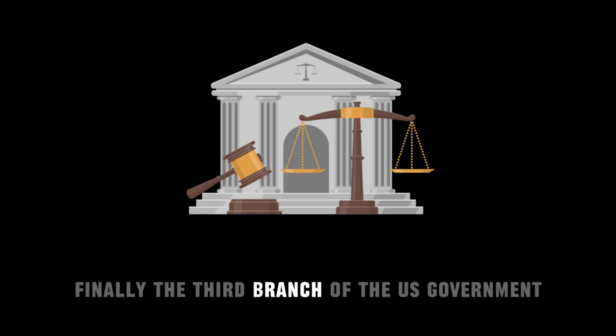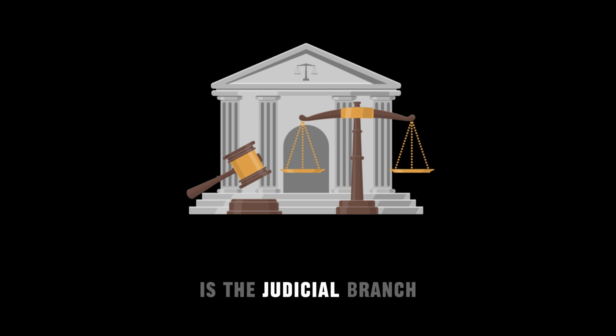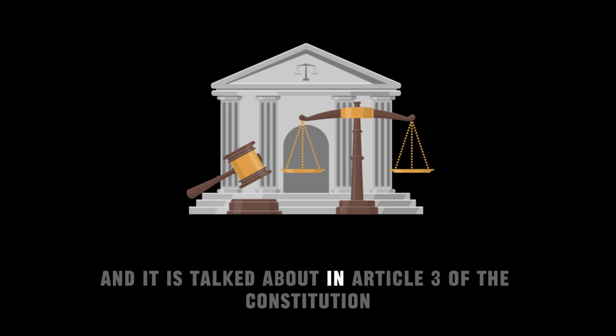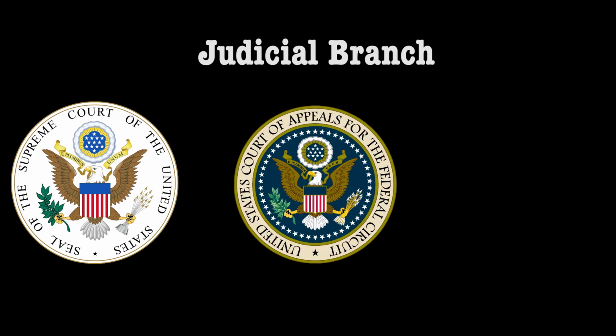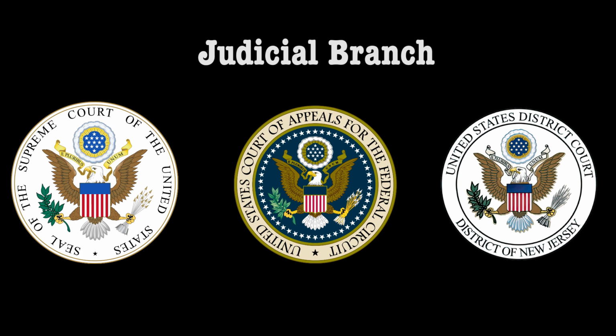Finally, the third branch of the U.S. government is the judicial branch, and it is talked about in Article 3 of the Constitution. This branch is made up of the Supreme Court, Court of Appeals, and district courts. These courts interpret the laws of the nation. The president nominates Supreme Court members, as well as federal courts of appeals and district court judges.